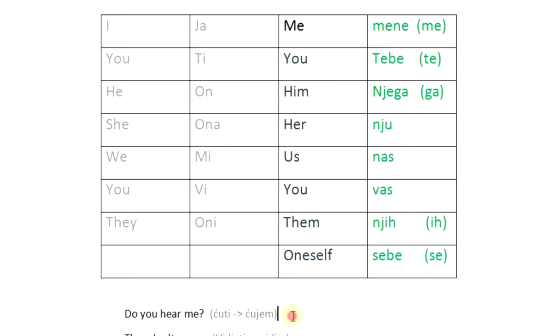Do you hear me? Čuti, you don't just cut the T part, but also add je to make a root of the verb. It would be čujem, čuješ, čuje. How do we ask a question? Da li ti čuješ mene or me? Da li ti čuješ me?